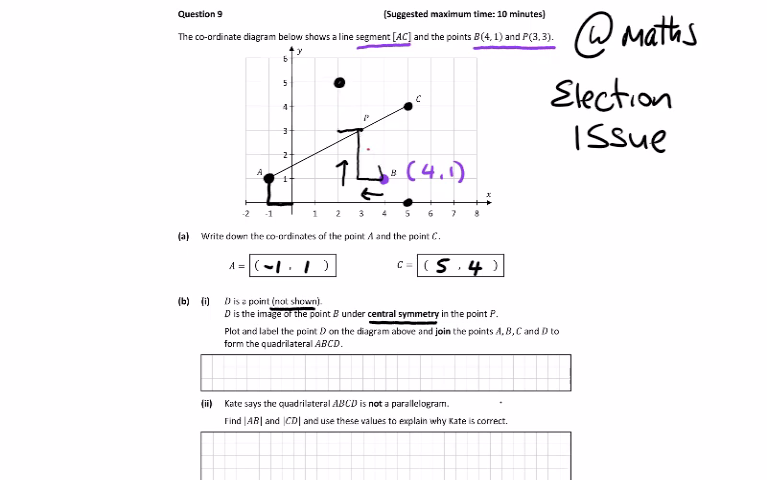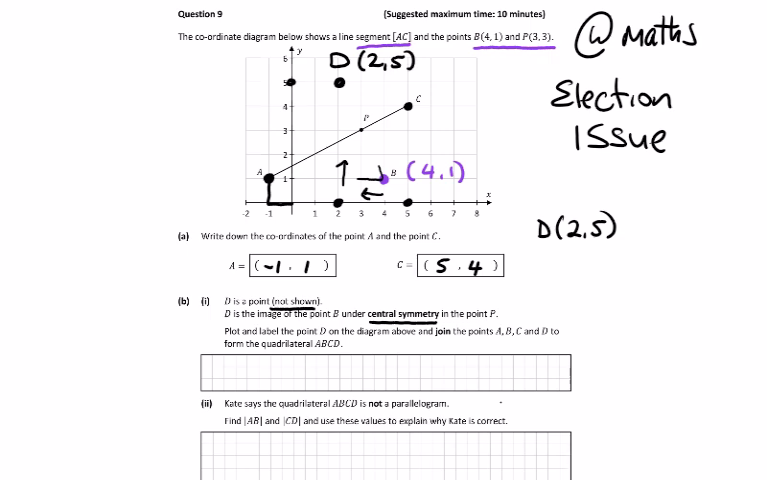Just rub out the lines, maybe make it a bit neater. So this is D, and that point is going to be out 2 and up to 5. So D is the point (2, 5). We're asked to plot and label, so I'm going to label it on the diagram, (2, 5) for D.